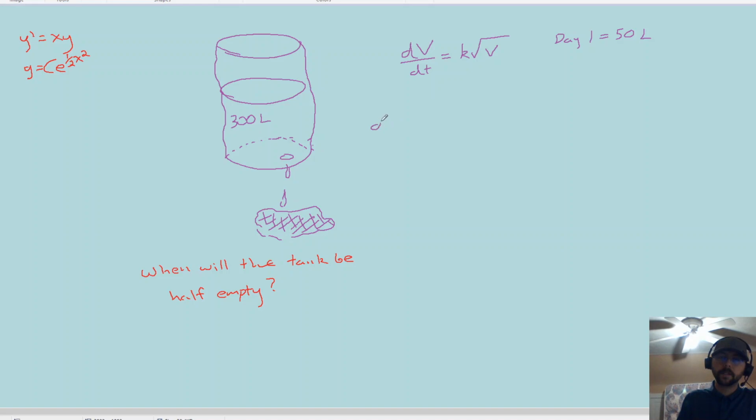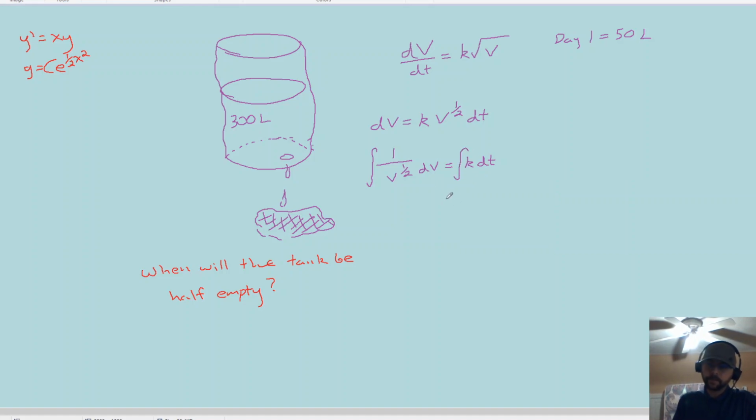We're going to get dv equals k times square root of v, which is the same as v to the 1/2, and then we have our dt. Now we're going to divide by v to the 1/2. I'm going to keep the k on this side. You can move it to the other side, whatever you prefer. 1 over v to the 1/2 dv equals k dt. Now you can take the integral of both sides since you have the terms by themselves.